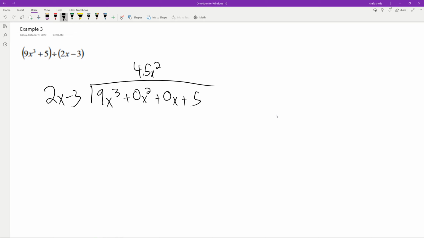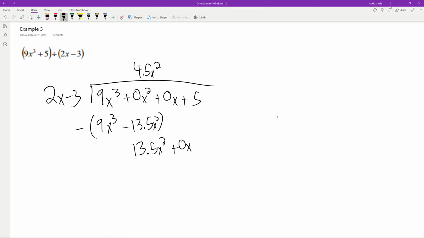Of course I chose the one with decimals. Let's see, 4.5x squared times 2x minus 3. That's going to be 9x cubed minus 13.5x squared. I get positive 13.5x squared here. I bring down the plus 0x. 2x goes into 13.5x squared. Let me bust out a calculator just so I don't make any mistakes here.